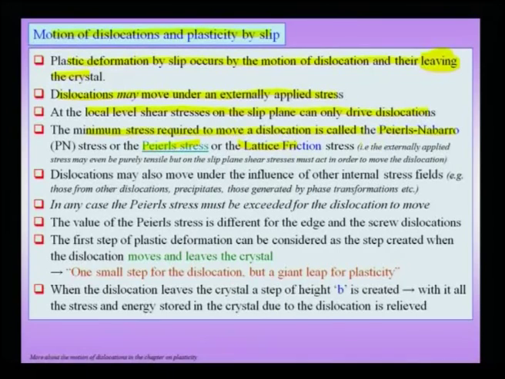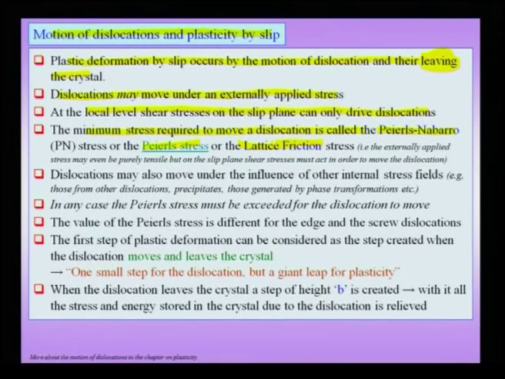In other words, macroscopically, of course, I may apply a tensile force, but then using the Schmid factor, I can actually calculate the shear stress on the slip plane, which is nothing but a resolved shear stress on the plane. And when this resolved shear stress on the slip plane exceeds this Peierls stress or the lattice friction stress or the Peierls-Nabarro stress, then the dislocation can move and actually initiate plasticity.